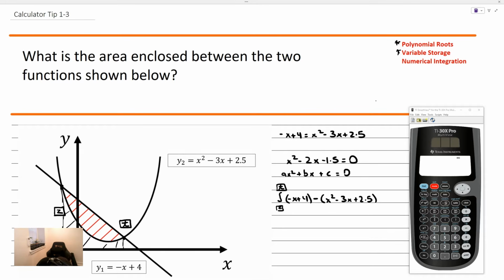And the result of this will be that hashed area. So this is what we're looking for. And we're going to get into our third tip now, which is numerical integration. Okay, so how are we going to perform numerical integration?